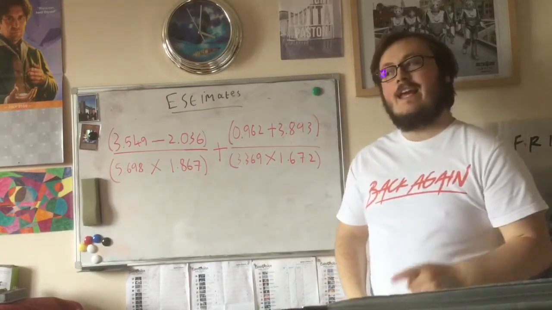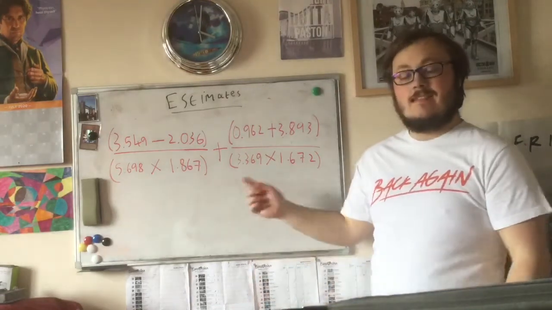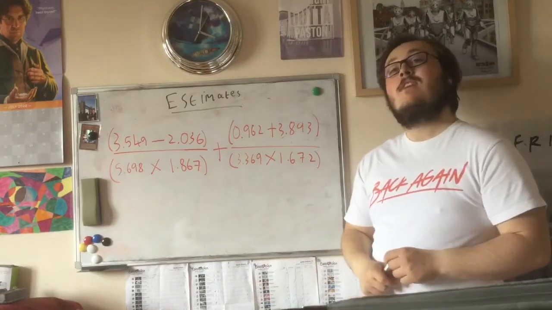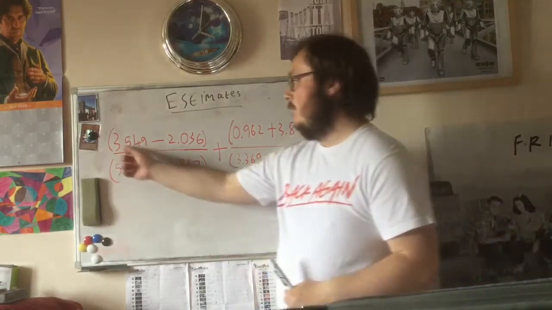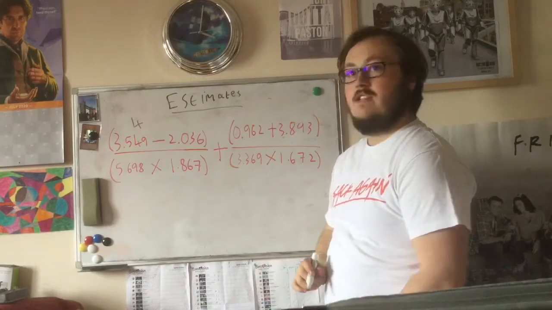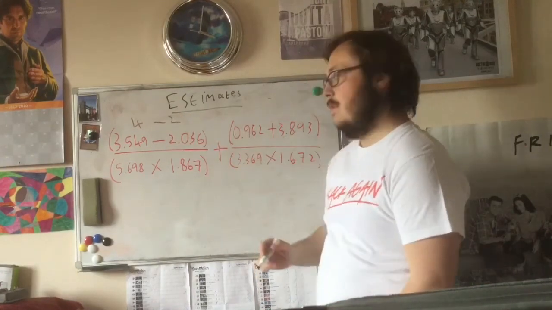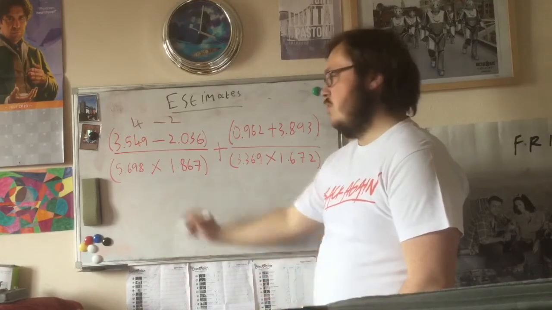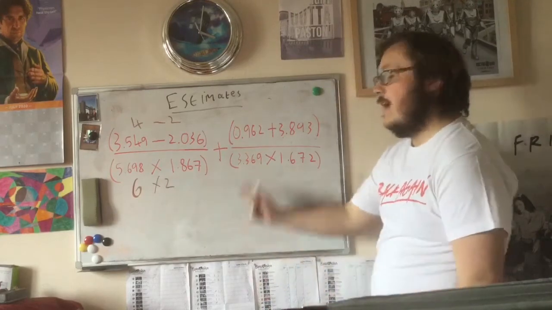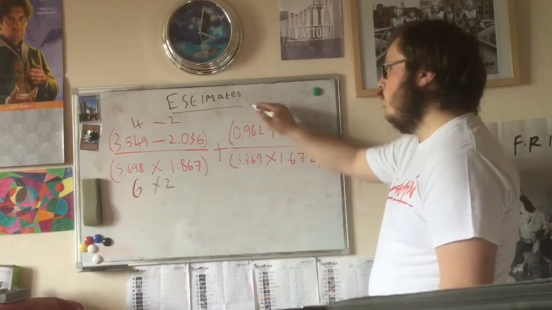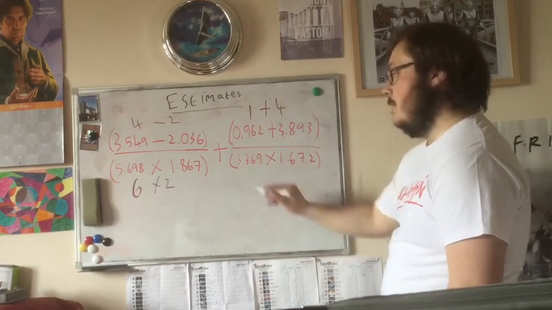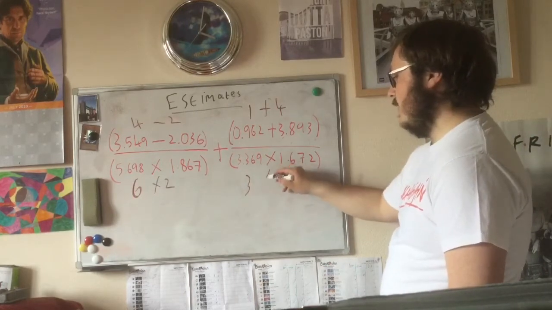Now yesterday we were making estimates based on complicated problems like this one, and my challenge to you was to make an estimate from this. So what we've got to do is round these numbers to the nearest whole number. 3.549 rounded becomes 4, and 2.036 becomes 2. 5.698 becomes 6. And 1.867 becomes 2. Now on this side, 0.962 gets rounded to 1, and 3.893 becomes 4. And underneath, 3.369 becomes 3, and 1.672 becomes 2.